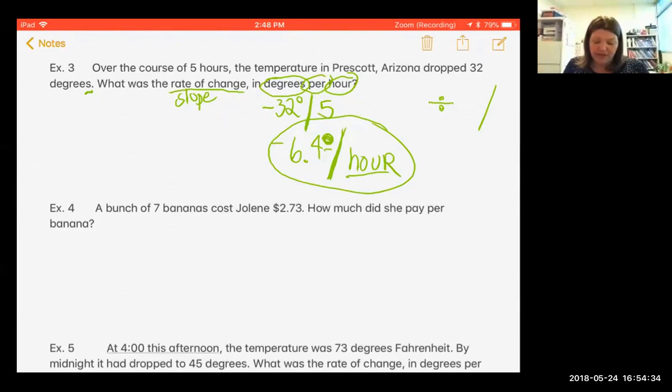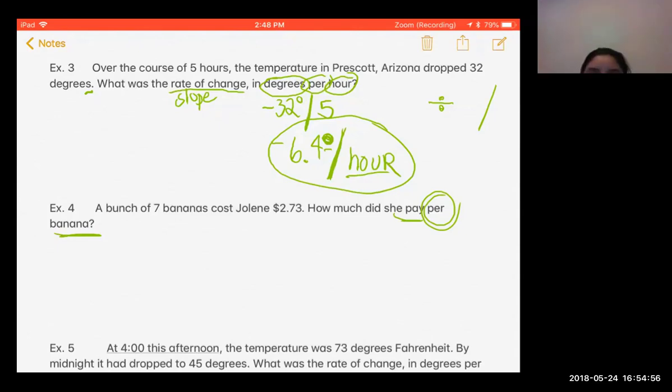Okay, number 4 is another one of those super simple examples. 7 bananas cost Jolene $2.73. How much did she pay per banana? Right there, it tells me exactly what to do. I'm going to take how much she paid. So how much did she pay, Marilee? 2.73. Exactly. Her pay was $2.73.